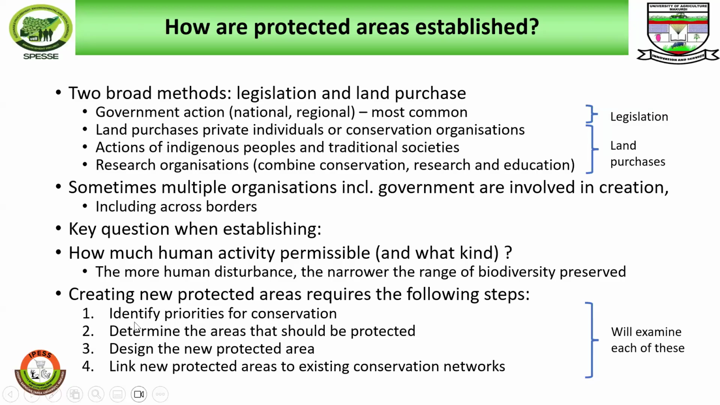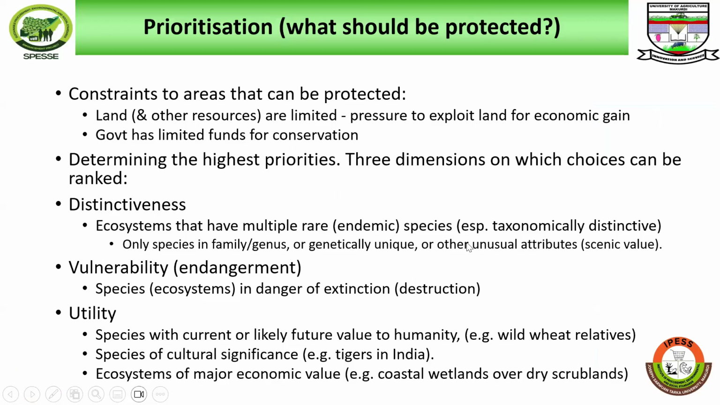And so to create new protected areas, you need to identify your priorities for the conservation. Are you talking of the habitat? Are you talking of specific species? Are you looking at designing a completely new protected area? Or are you thinking of determining the areas that should be protected, or link new protected areas to an existing conservation network? What should you prioritize? What should be protected?